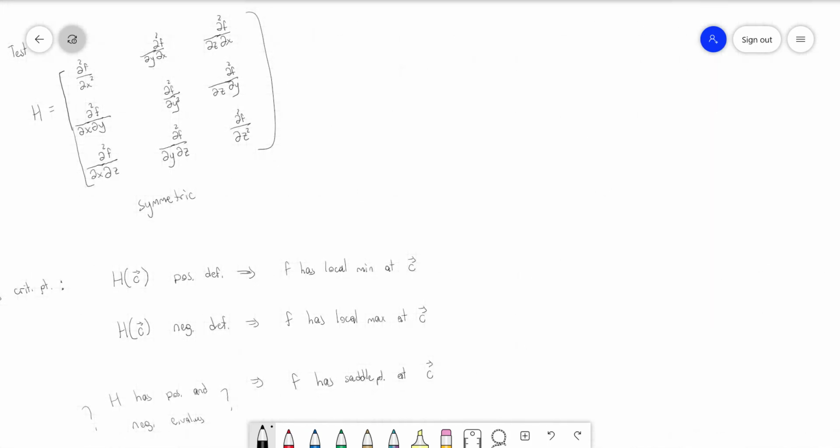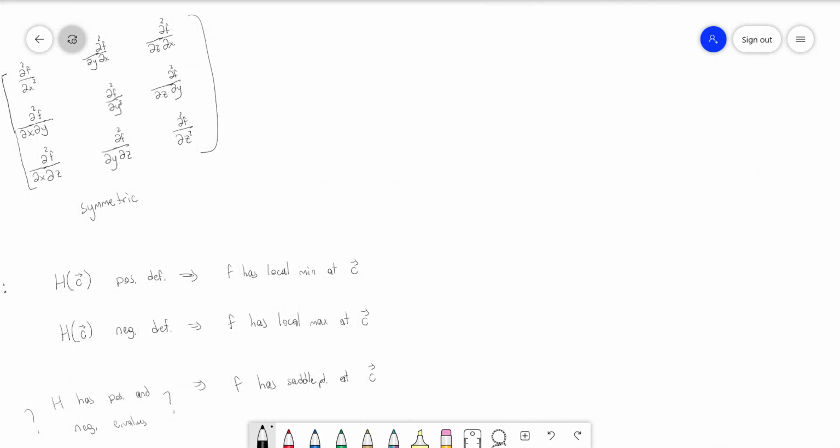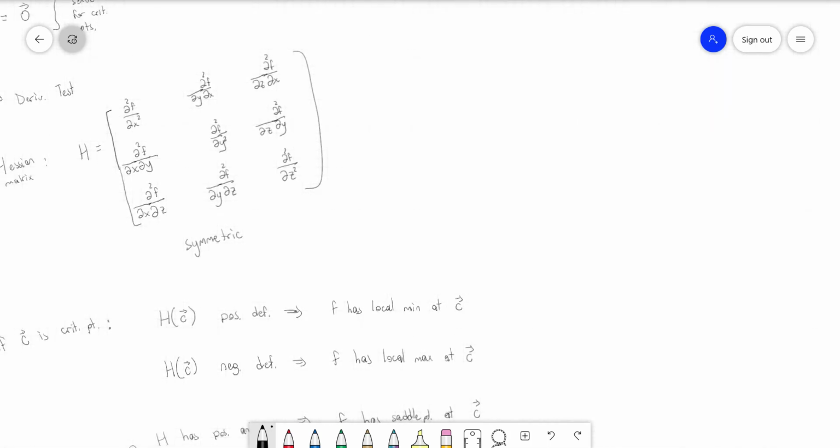Now, how do you check if the Hessian is positive definite or negative definite? I guess we should go over that first. To determine whether it's positive definite or negative definite, there is a theorem that says you can determine whether it's positive definite, negative definite, or neither by looking at the determinants of each of these upper left corner submatrices. To be positive definite, you need the determinants of all of the upper left corner submatrices to be positive.